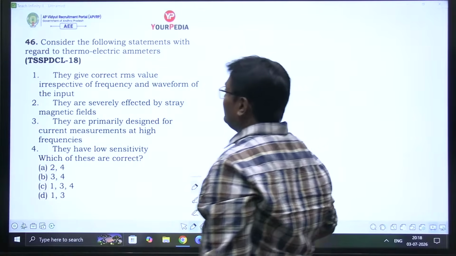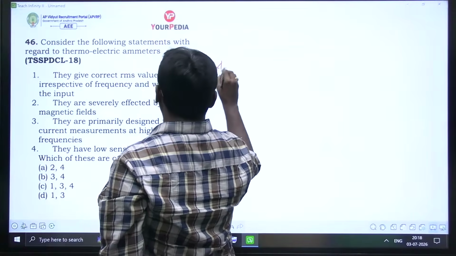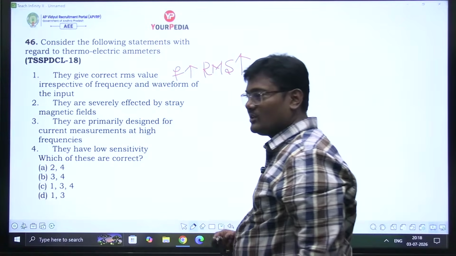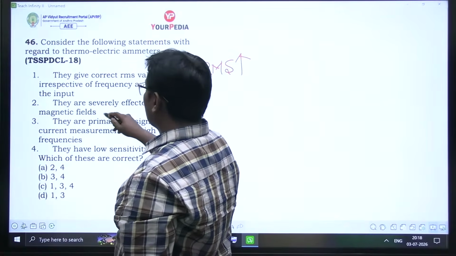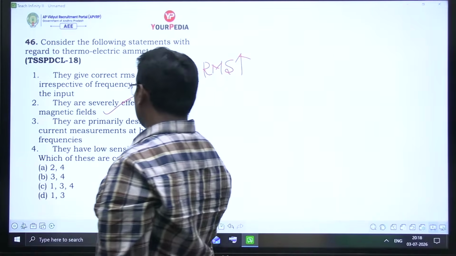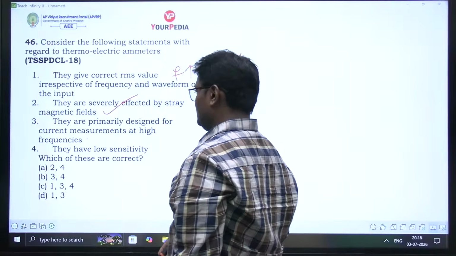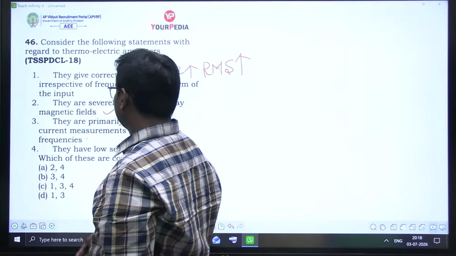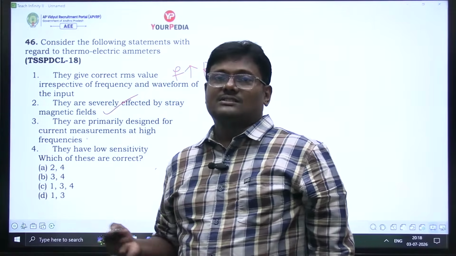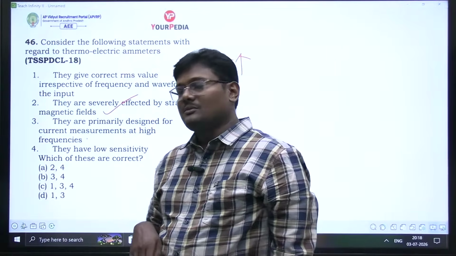Okay. See, as the frequency varies, RMS value also varies. RMS value is root mean square value. They are severely affected by stray magnetic effects because the magnetic field is weak. Okay, they are primarily designed for current measurements at high frequencies. Okay, they have low sensitivity. Which of these are correct? So they are primarily designed, not for the high frequencies. Normal frequency it measures, and high frequencies also it measures.